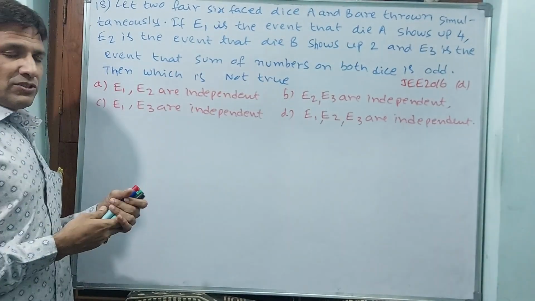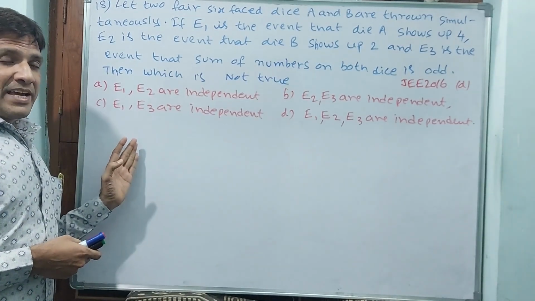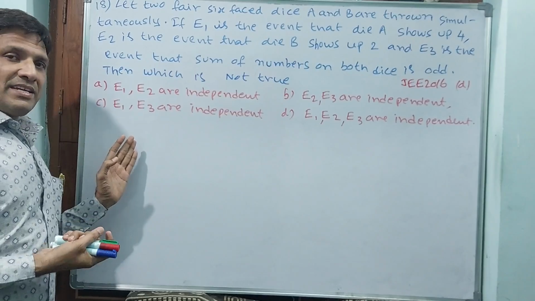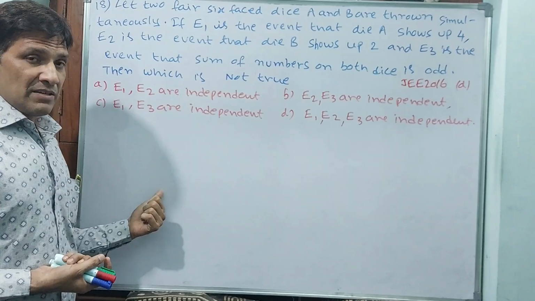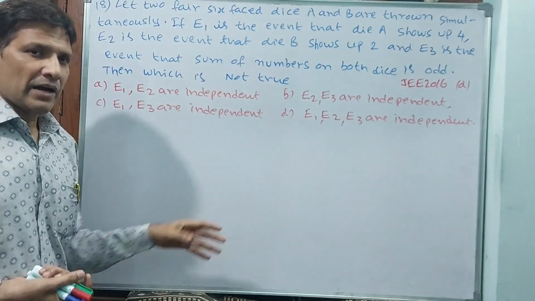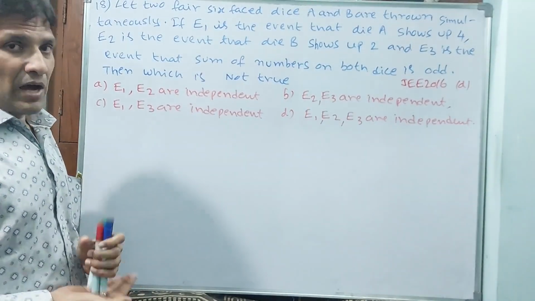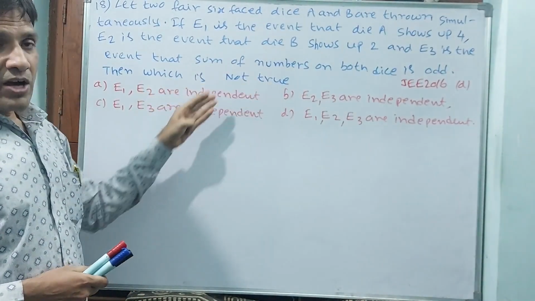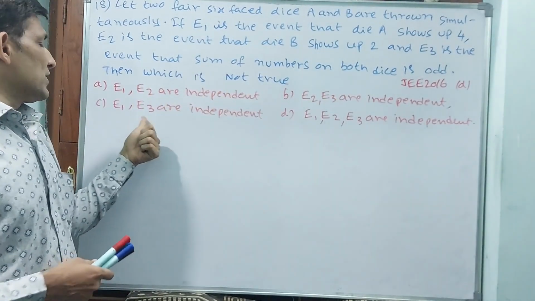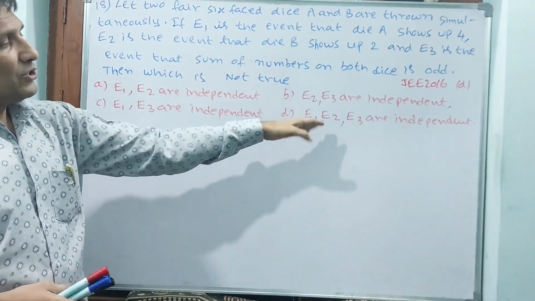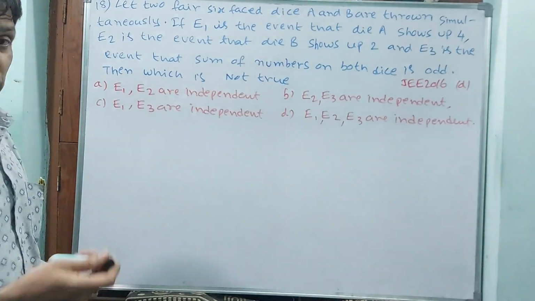Okay, sum of the numbers. See, for the sum to be odd, what will happen? If die A is odd, then die B should be even. If die A is even, then die B should be odd. One is odd, one is even, then the final sum is going to become odd. Then which is not true, that means which is false? E1 and E2 are independent, E2 and E3 are independent, E1 and E3 are independent, E1, E2, E3 are independent. Like that they are telling. Which one is false? Let us find the false statement.